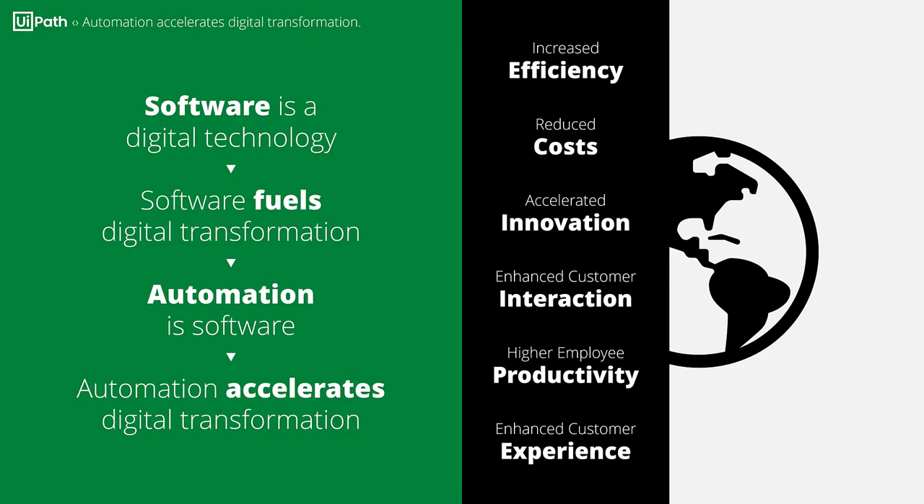Now, that is exactly what software is. So, software is a digital technology. And this implies that digital transformation is a software led transformation. In other words, software fuels digital transformation. Now, since automation is just a kind of software, one can easily conclude that automation accelerates digital transformation. So, from that simplistic perspective, digital transformation is primarily about automation.